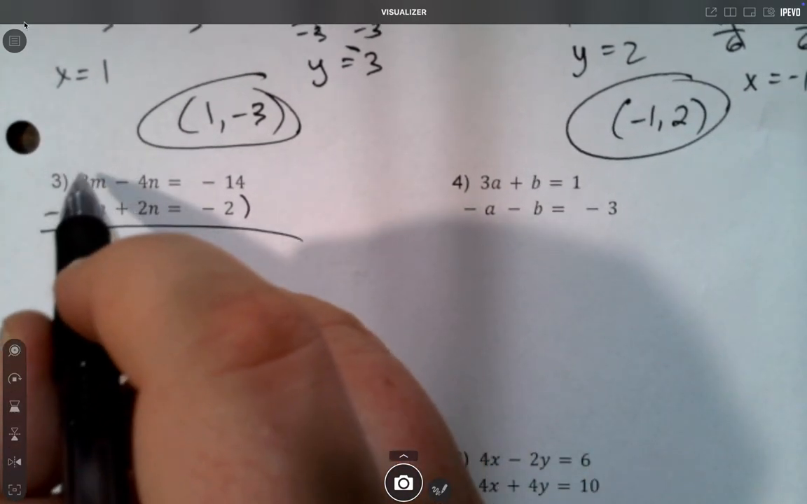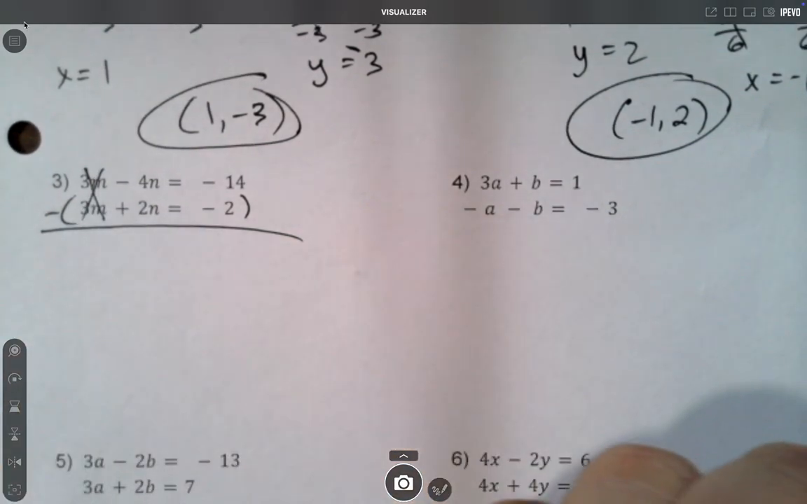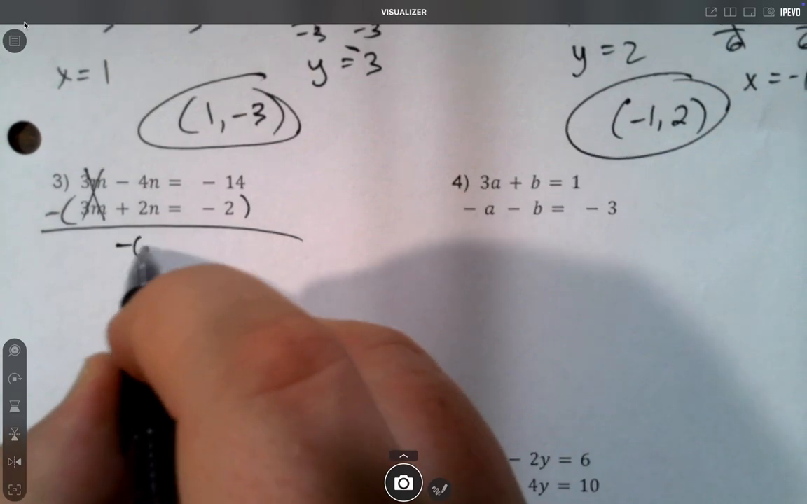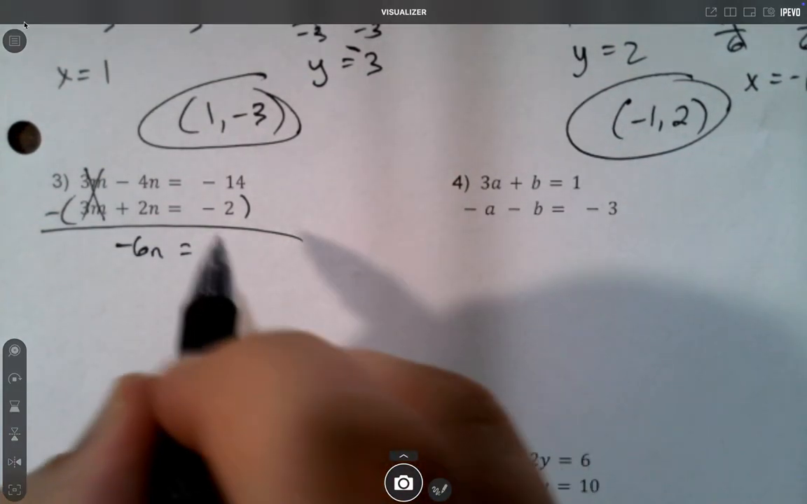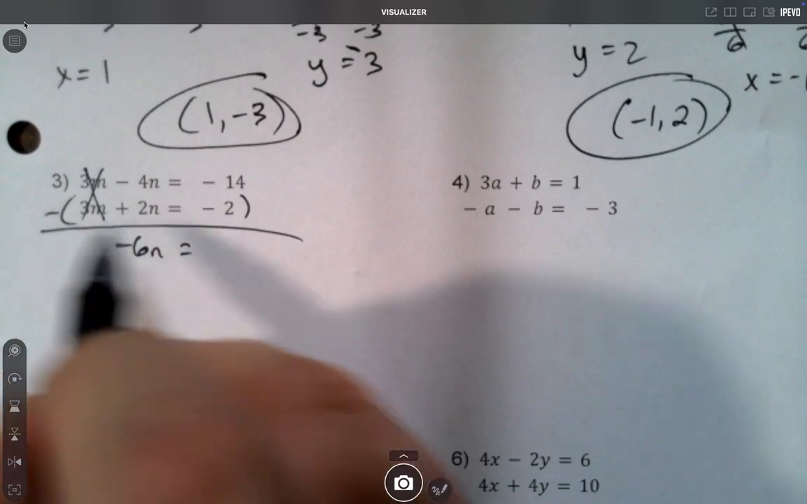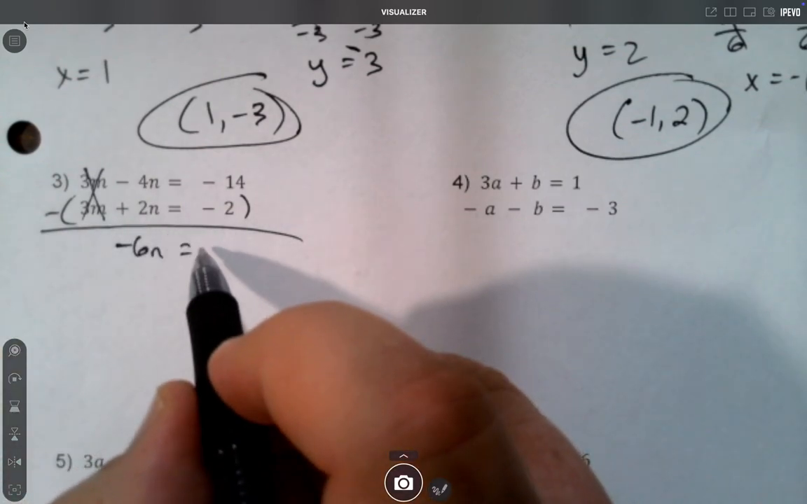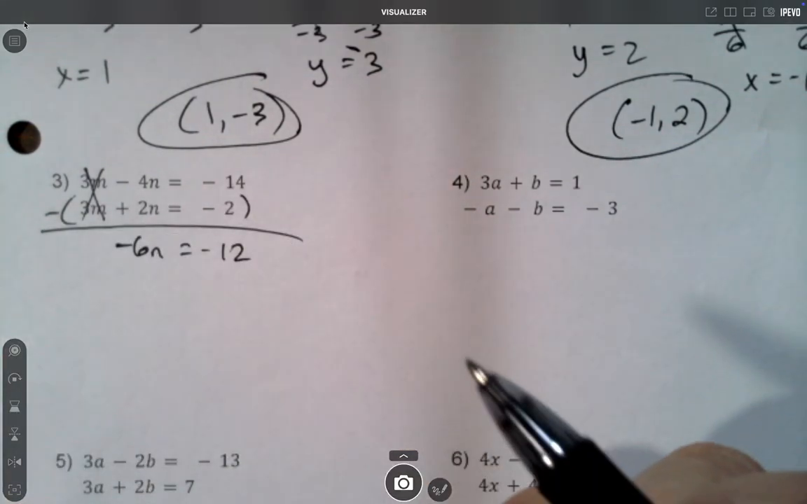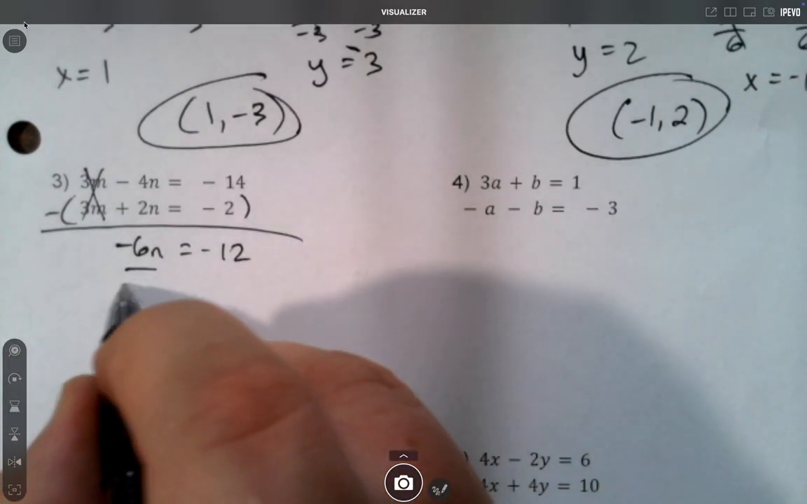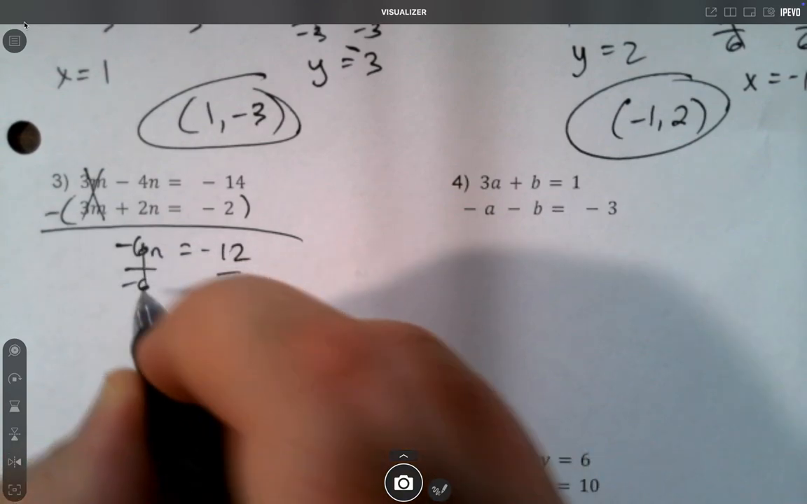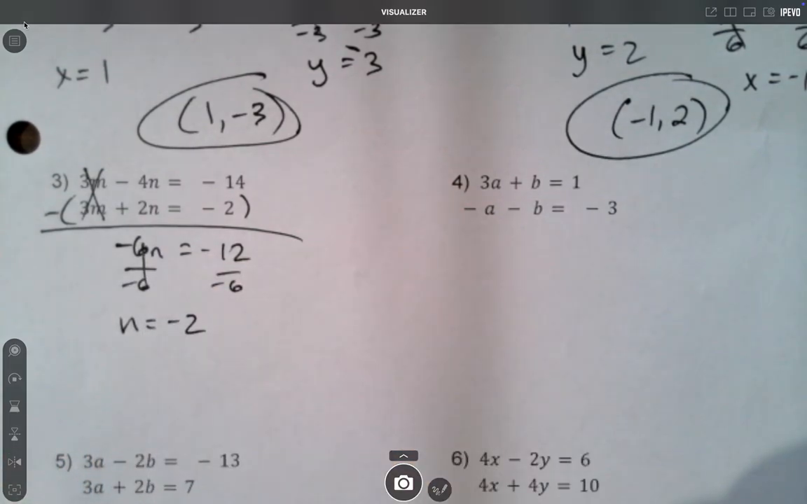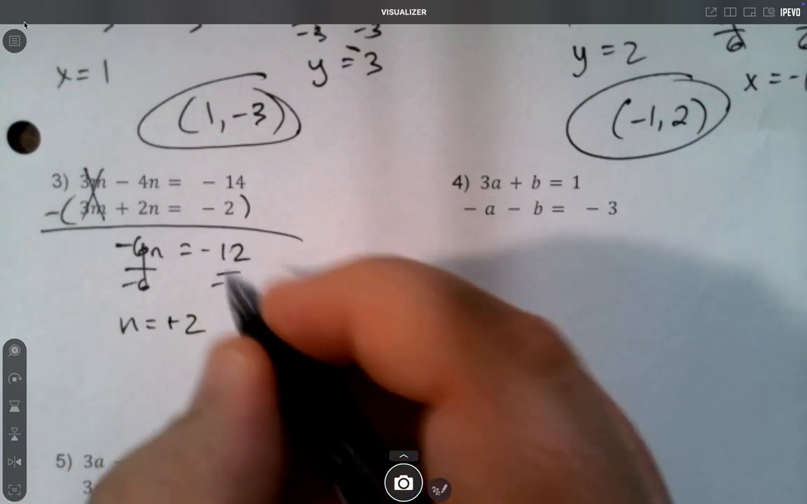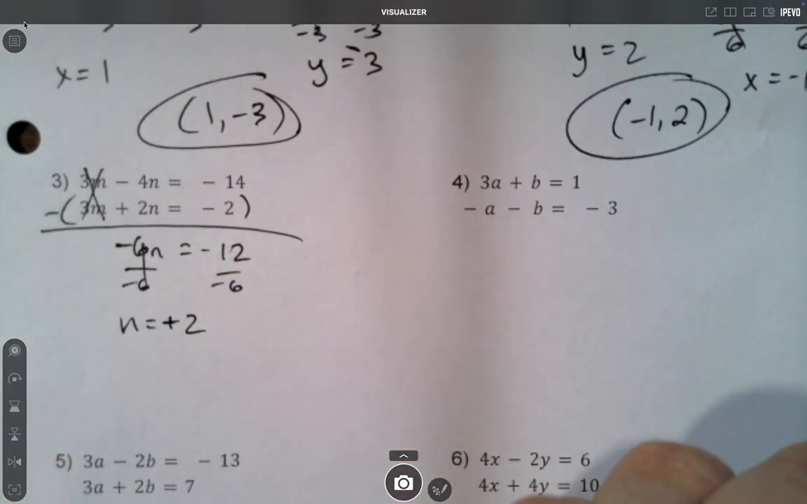3m minus 3m is 0, so they cancel out. They're eliminated. Negative 4n minus 2n is negative 6n. And then negative 14 minus a negative 2 is really plus 2. So the result is negative 12, because it's really negative 14 plus 2. Then we divide both sides by negative 6. And we get n is equal to positive 2, because negative 12 divided by negative 6 is positive 2.